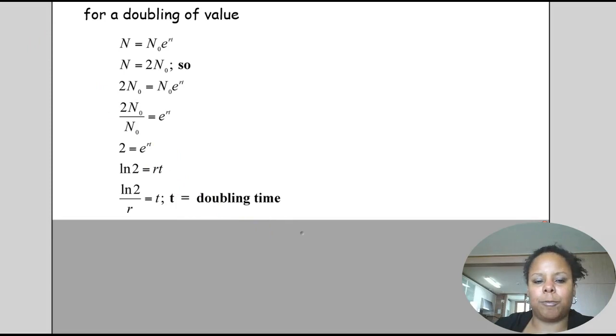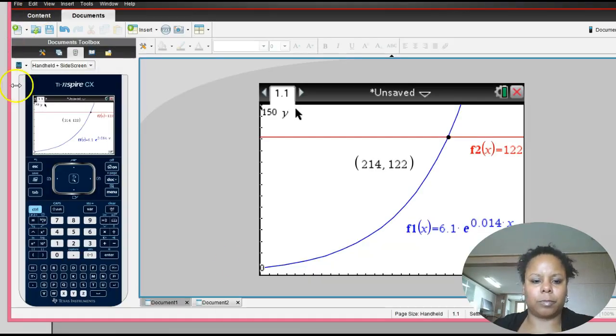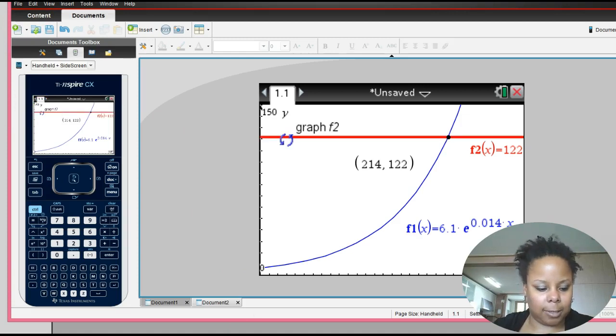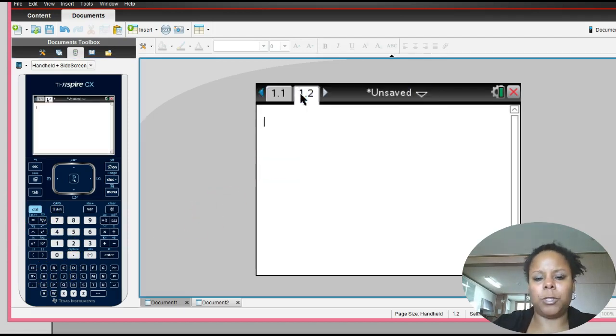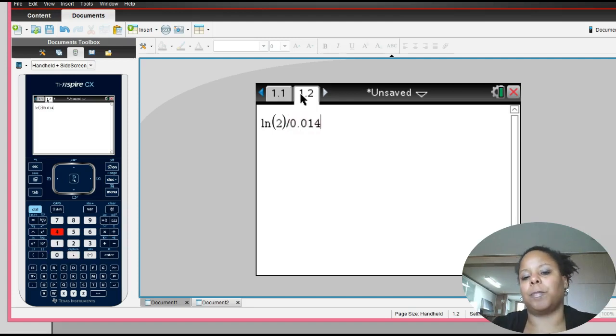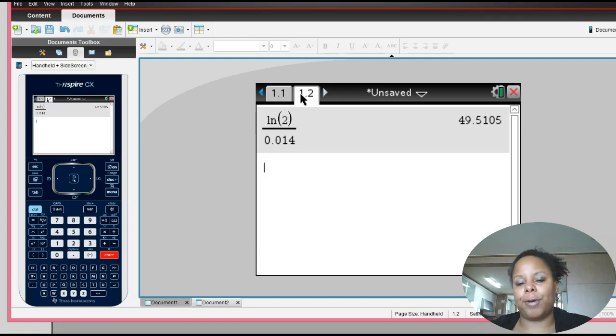If we use our example from the previous problem where our r was 0.014, we go to our calculator and add another calculator page. We do natural log of 2, and you have to put in parentheses, divided by our relative growth rate, which was 0.014. Our answer is around 49.5. So it's going to take approximately 50 years for the initial amount to double. Now let's see if that works in our problem.